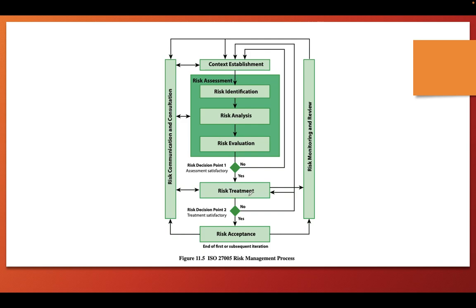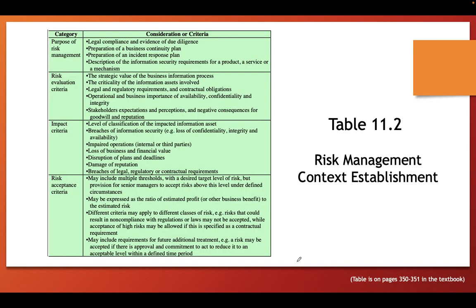Then you treat the risk. We're going to describe the risk treatment, the various ways of treating risk. And then if yes, you move on to risk acceptance. If no, you go back to treating the risk again; you have to carry out the treatment again. On the right, we call this the risk monitoring and review. And then on the left is risk communication and consultation. So all of this is called the risk management process. Is that okay? Now let's move on.